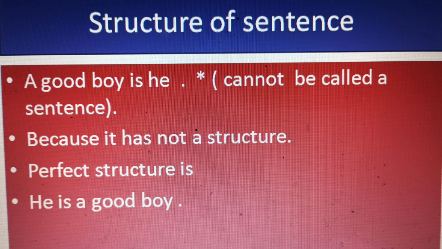He is the subject in case of the affirmative sentence. It must begin with the subject. What do you call the subject? He is a good boy. So that is what you call the sentence. Then we will proceed towards the other basic terms of the English language.